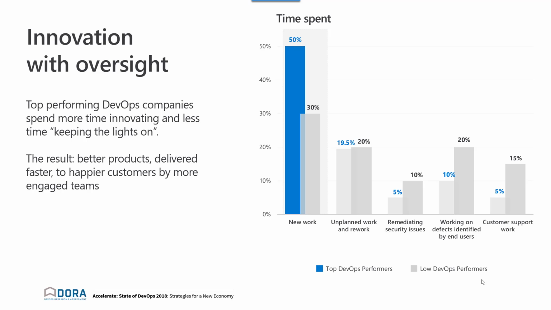So if we look at innovation with oversight, top performing DevOps companies spend more time on innovation and less time keeping the lights on. They have more time because they don't fail, and if they fail, they recover very fast. So the time that other companies use to recover from failure and fix all these problems, the top companies use in innovation, in new work, and this brings more value to the end user and gives the end user the value very quickly.